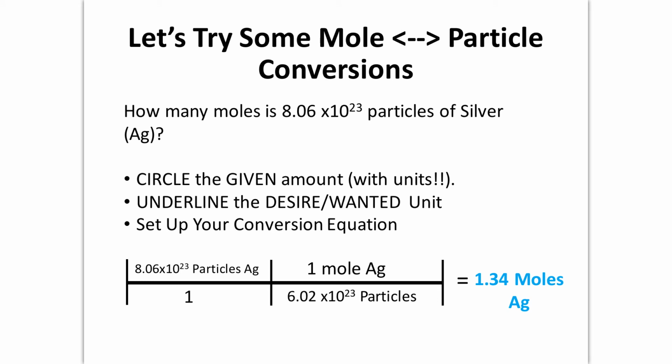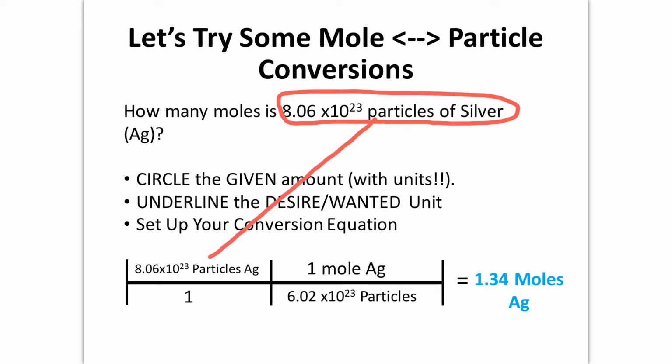Okay, so here's our last example problem, and I'll do one more on the back of this just to show you how I can do it without anything. So, how many moles is 8.06 times 10 to the 23 particles of silver? So again, what are we given? Let's circle that first. This is the thing we're given. We're given 8.06 times 10 to the 23 particles of silver. Okay? So again, we put that in the numerator of our first part of the picket fence, our first fraction. And then we put it over 1. So we make it a fraction, put it over 1.